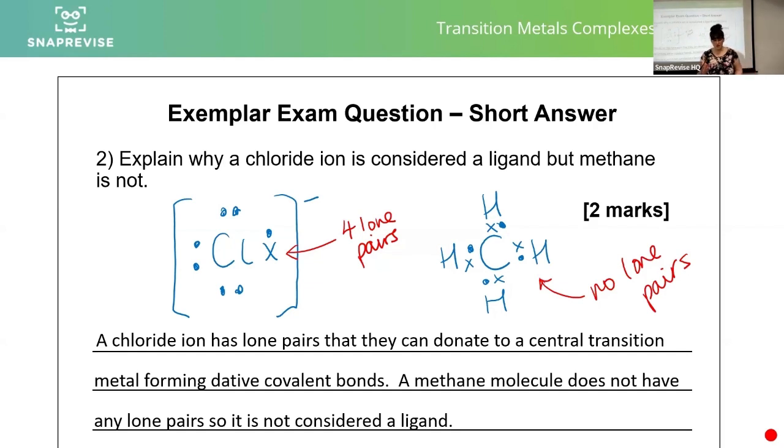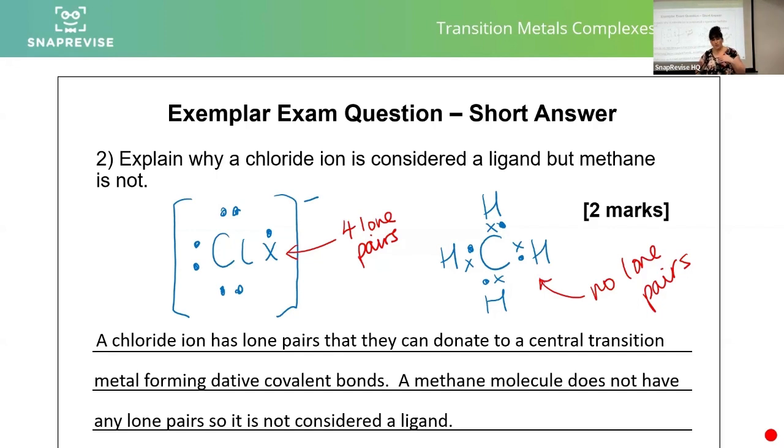If we want the second mark, because we've been asked to explain, we need to explain that the lone pair is needed to donate to the central metal ion and allow it to act as a ligand. That's really where the second mark comes from. So in this case, we would probably need to do a little bit of writing as well, but we could get 1 out of 2 marks just by drawing that diagram.